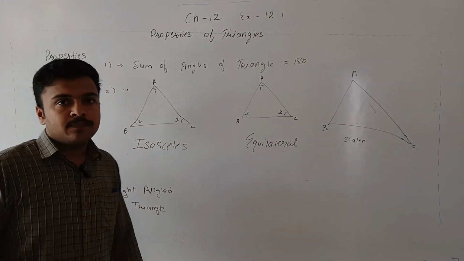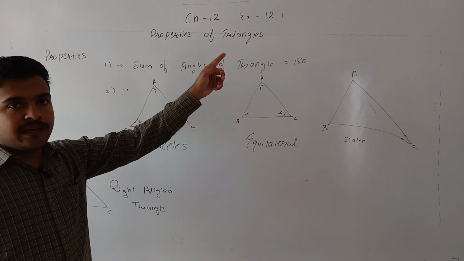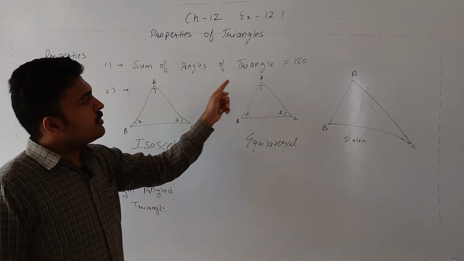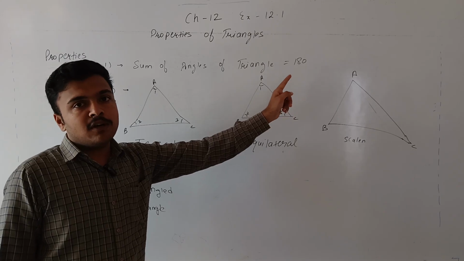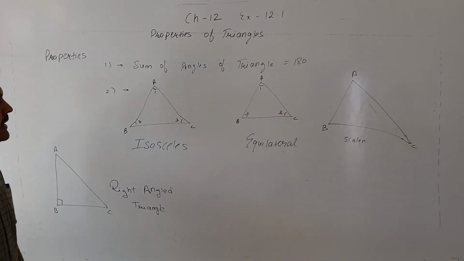So good morning students. Today we are going to study Chapter 12, Properties of Triangles. Our first property is that the sum of angles of a triangle is 180. The sum of all three interior angles of a triangle is 180 degrees.